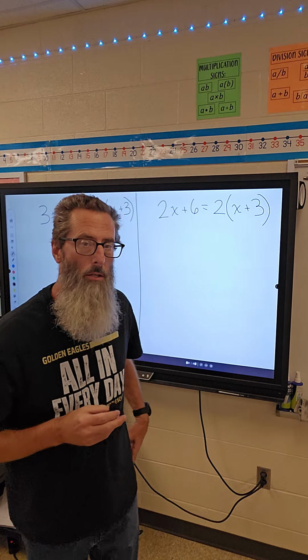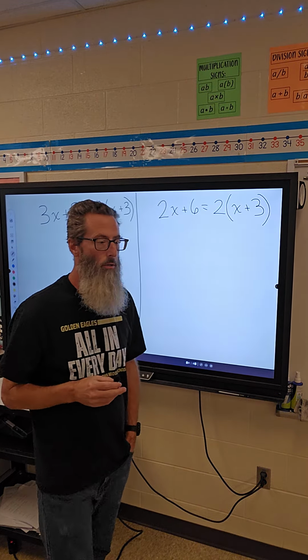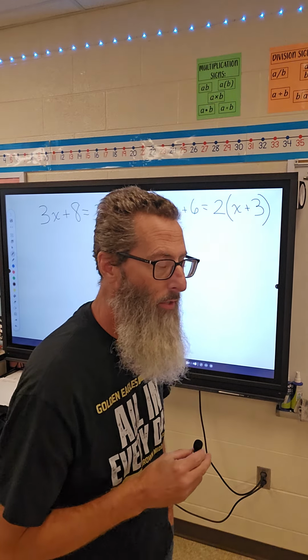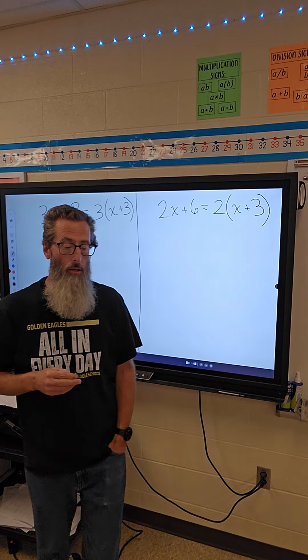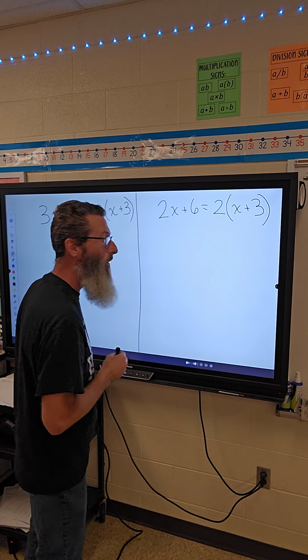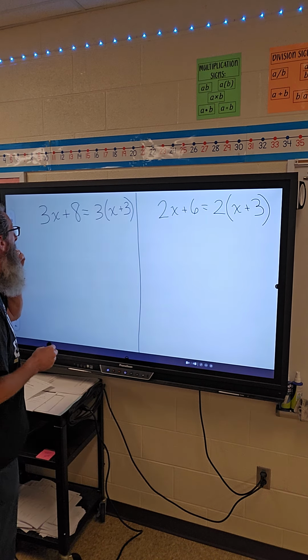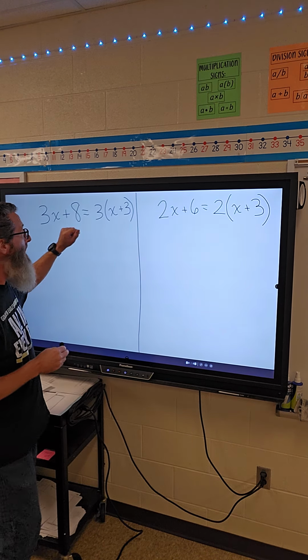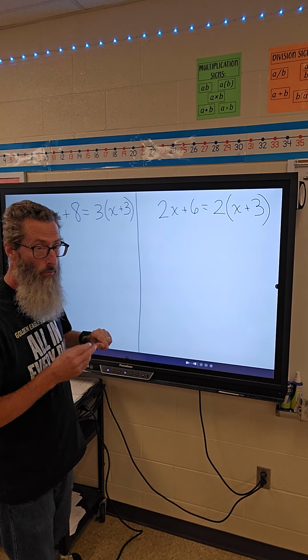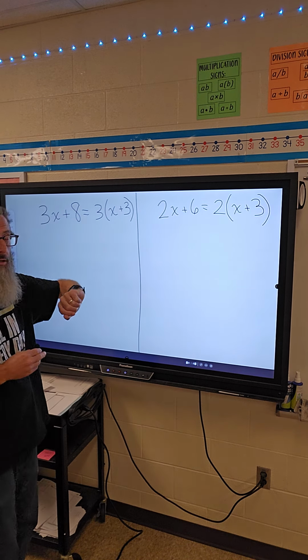Hey guys, we're learning a lot about solving equations in this unit, and we're going to go over a couple of special cases. Sometimes x does not equal just one number. So in my first example, I have 3x plus 8 on one side of the equal sign, and on the right side I have 3 times the quantity x plus 3.